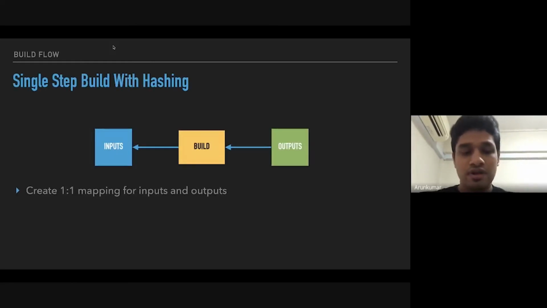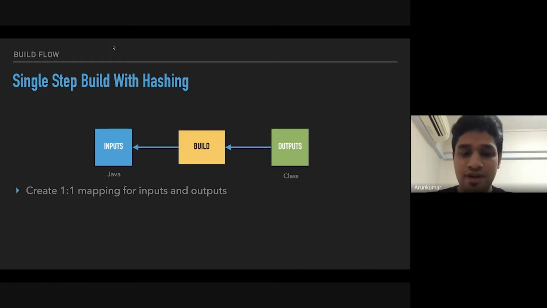Now, let's try to optimize this in a very naive manner. What I'm proposing here is, why not do something called hashing? What do I mean by hashing? I'm proposing that I can have a one-to-one mapping between input and output. Let's take a Java class as an example. If I execute javac on it, I'm going to get a class file. Can I establish that unless I change the Java source file, like add a method or add a parameter, the class file is always going to be the same? With these assumptions, what if we say a single Java file, unless modified, will always produce the same class file?